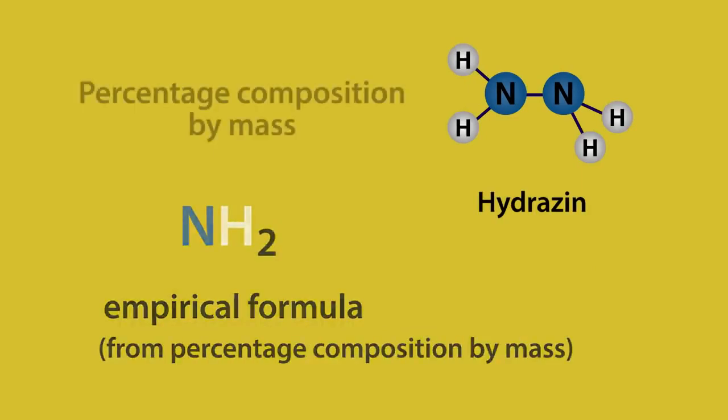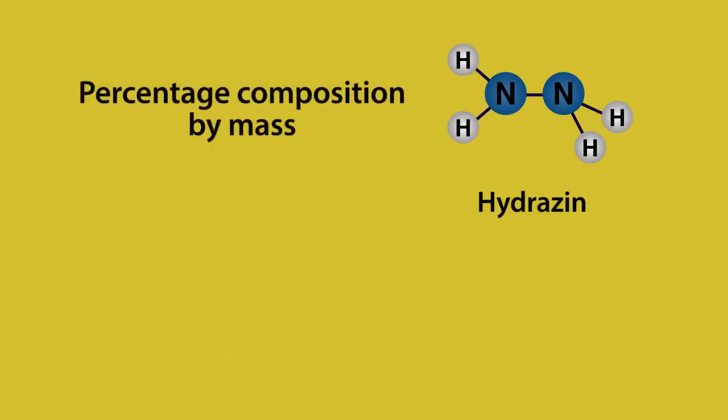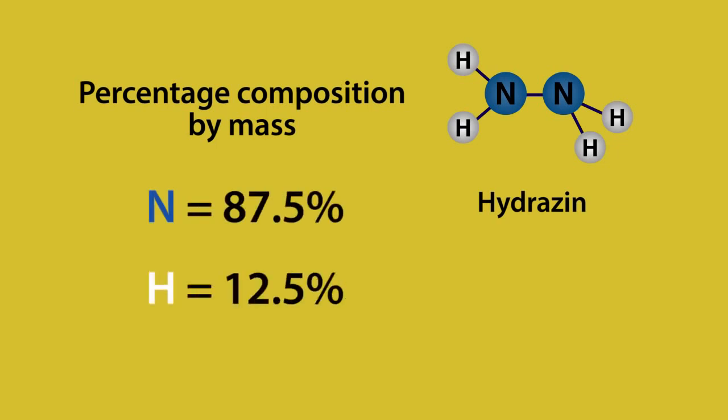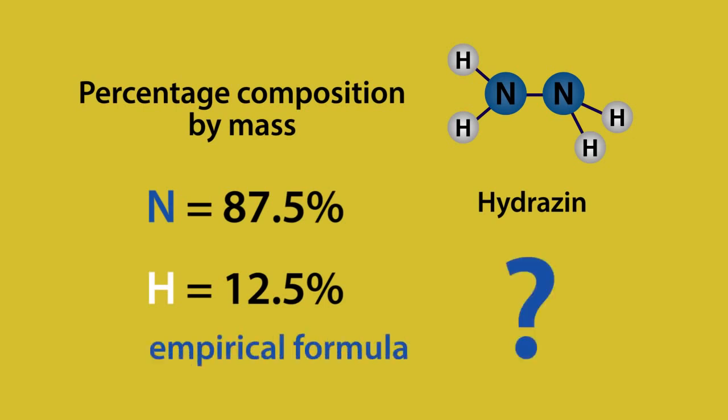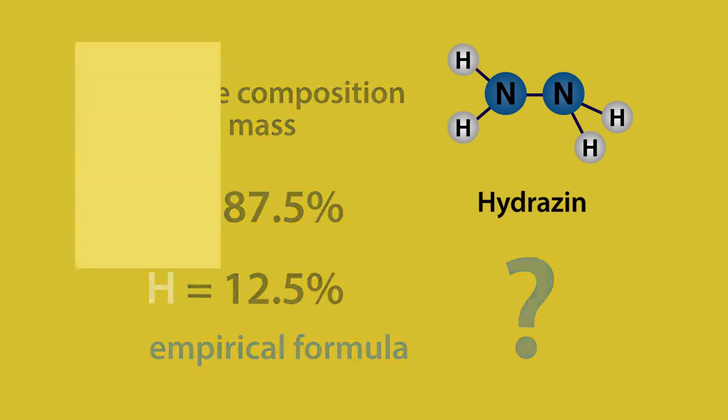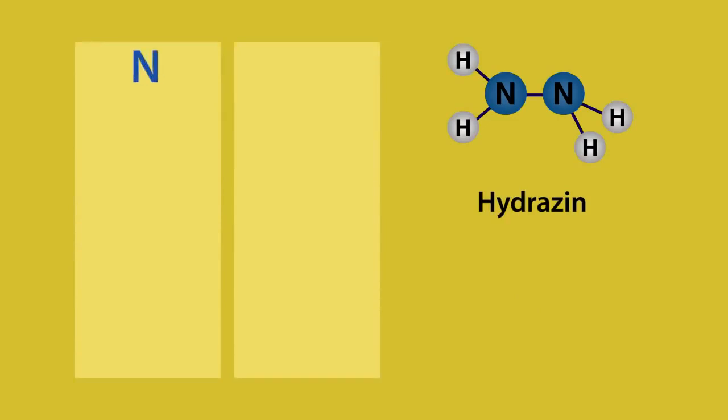a question. Upon analysis, the percentage composition by mass of a compound was found to be 87.5% nitrogen and 12.5% hydrogen. Now calculate the empirical formula. Firstly, we have a column for each element, N for nitrogen and H for hydrogen. Then, under each element, we put the percentage composition by mass. So that's 87.5% for nitrogen and 12.5% for hydrogen.